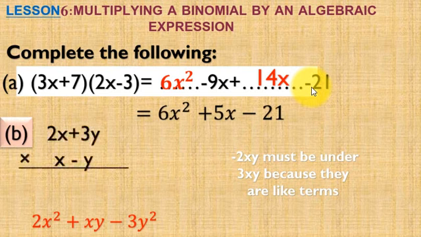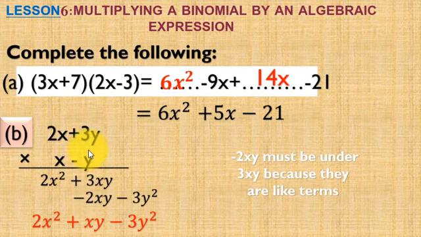In the second example, we have the vertical way. How can we use the vertical method to multiply 2x plus 3y by x minus y? As you see, we must multiply x by 2x to get 2x power 2 at first, then multiply x by positive 3y to get 3xy. After that, we drop down negative y times 2x, which is negative 2xy, under positive 3xy, then multiply negative y by positive 3y to get negative 3y power 2.